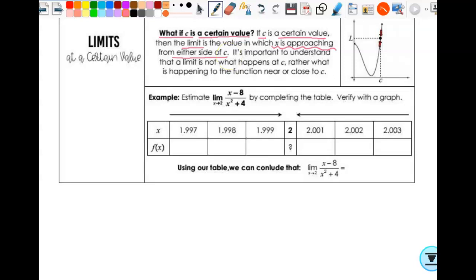It's important to understand that a limit is not what happens at c. We don't care what happens at c. We don't care if we even ever get to c. It's about what's happening when we're approaching c. Okay, rather what is happening to the function near or close to c, like in its little neighborhood. So I'm going to show you a 4-minute video that kind of explains that a little bit more, and then we will continue on.